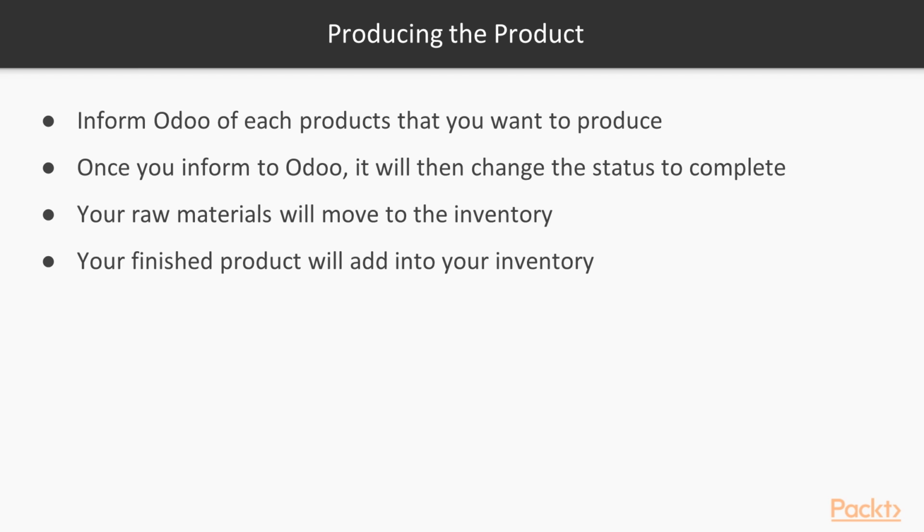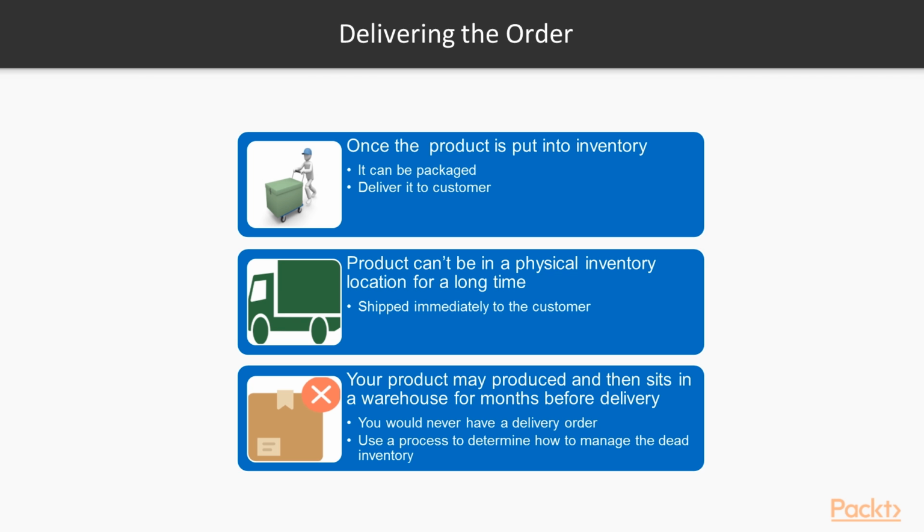Producing the product. When it is time to actually produce the product, you then inform Odoo of each of the products produced and your manufacturing order changes to a status of complete. In a typical workflow, your raw materials are moved out of the inventory and your finished product is added into your inventory.